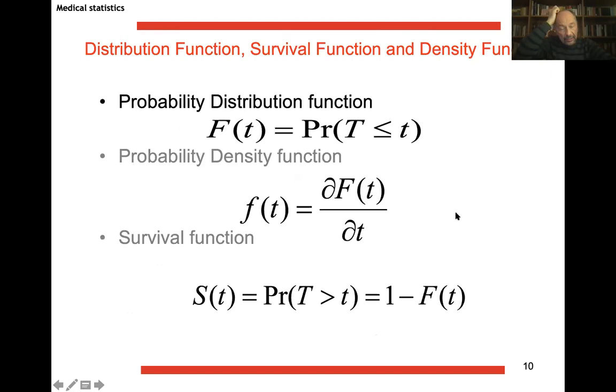So the probability distribution function F(t), which is the probability that T is smaller than t, is defined in this way. The density function is this one, and the survival function can also be written in this way.